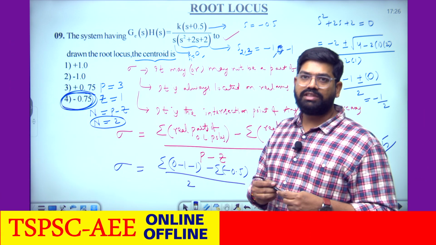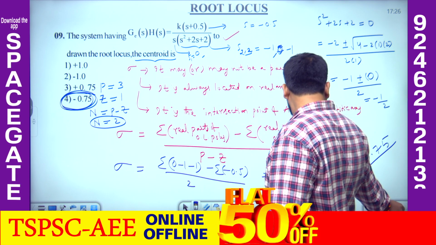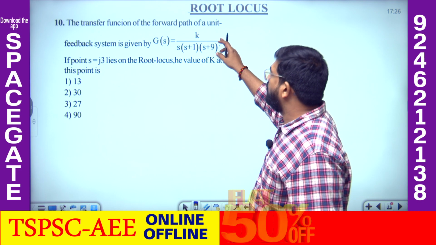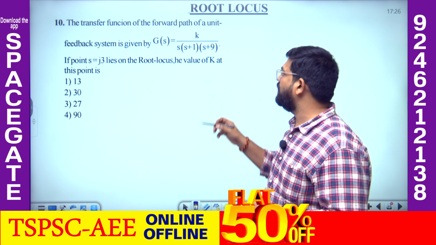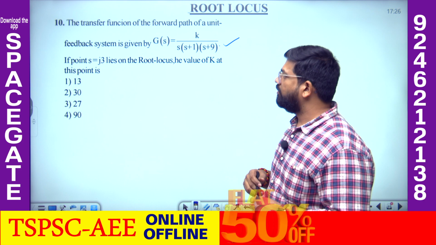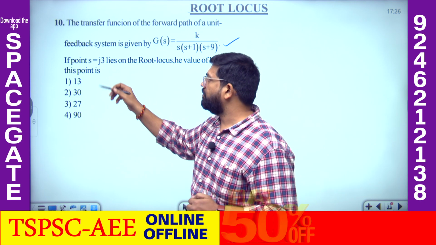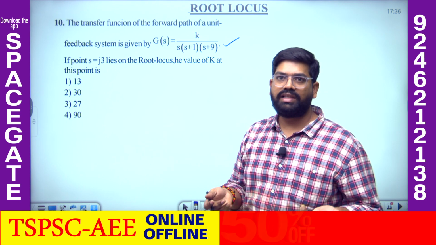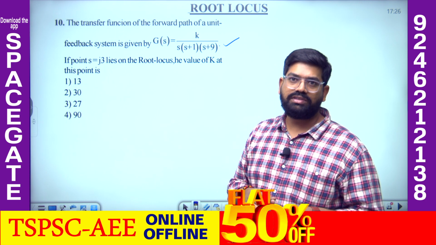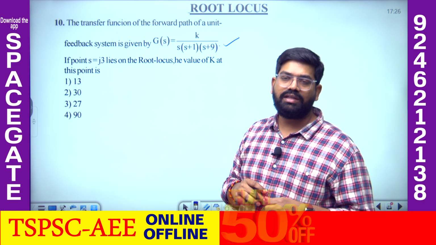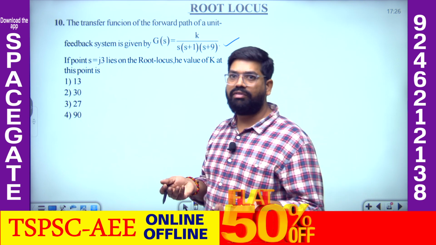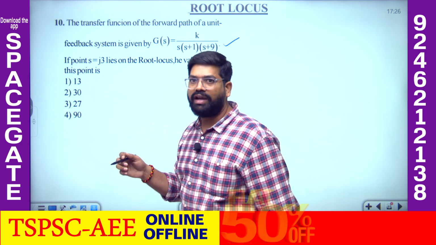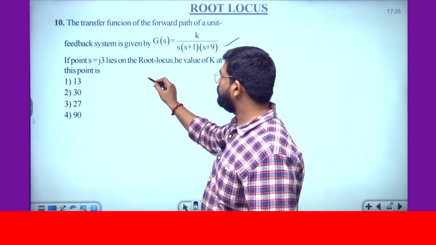So, now when you move on to the next question, observe the next question here. The transfer function of the forward path of a unity feedback system is given like this, and if the point S is equal to j3 lies on the root locus, what is the value of K, it is asking. Means he is saying that S is equal to j omega, means omega is equal to 3, is a part of the root locus, then what will be the gain K at that value? Okay, how to find this? You need to use the magnitude condition.